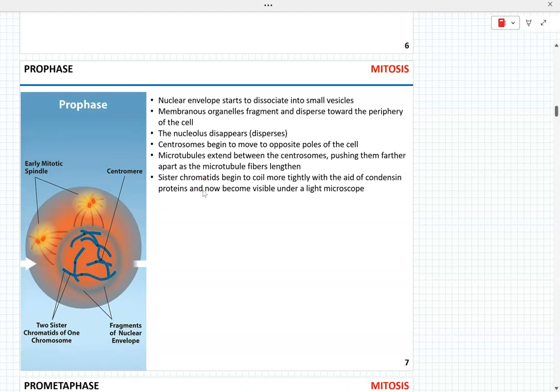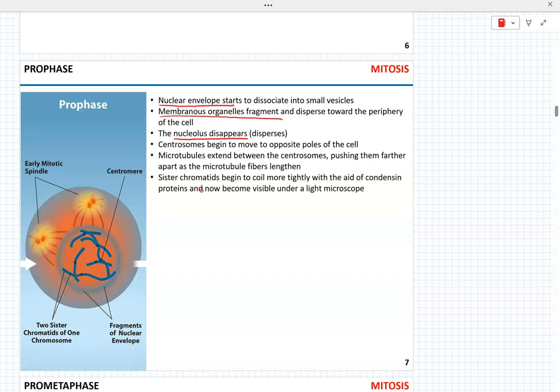So what is happening during prophase? Since chromosomes have to be separated into two cells, they can no longer stay in the nucleus, so the nuclear envelope starts to dissociate. Membranous organelles undergo fragmentation and move towards the periphery of the cell, and the nucleolus disappears.